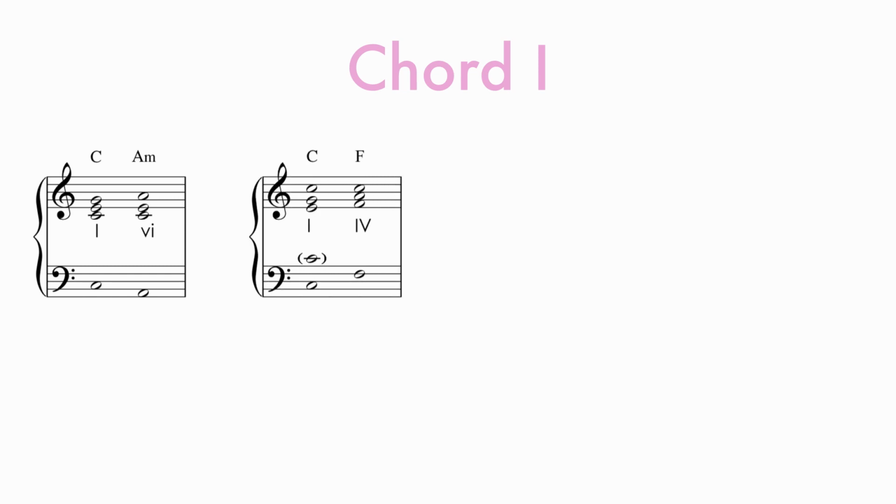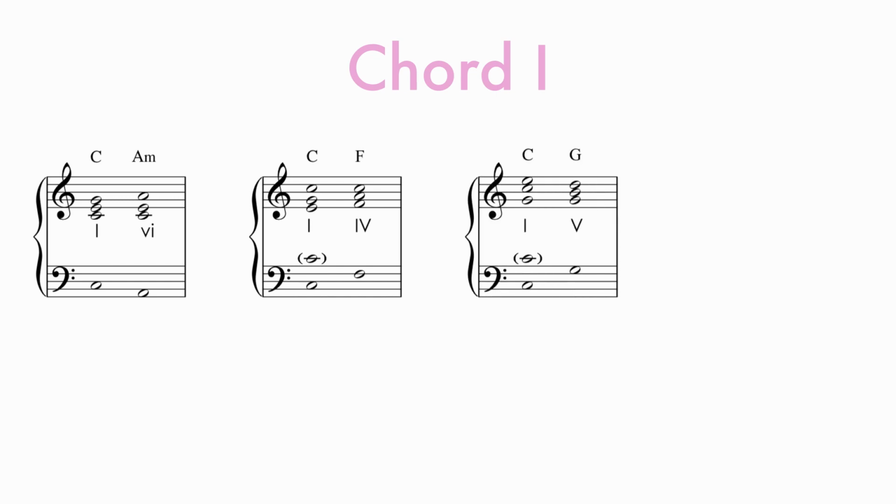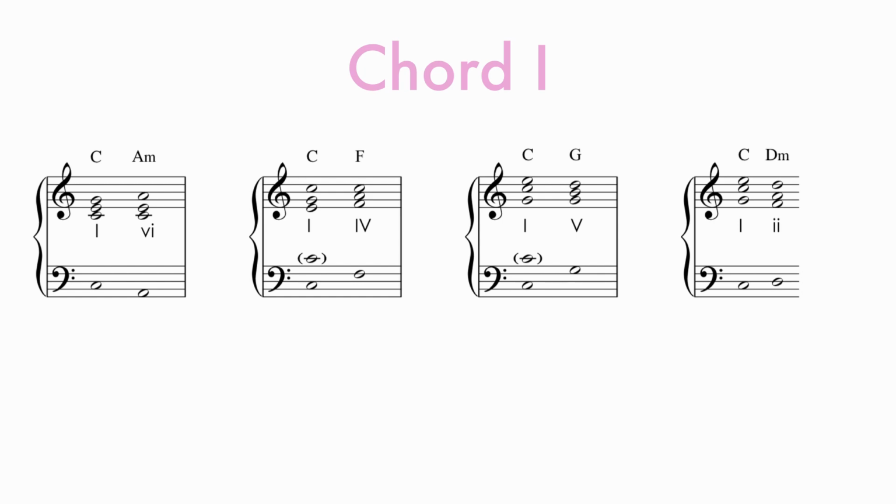It can go 1 to 4, or C to F major. It can go 1 to 5, or C to G. Or it can move by step 1 to 2, but then after it moves by step, it typically wants to leap away. So we would commonly find this chord progression: 1, 2, 5, or C, D minor, G.